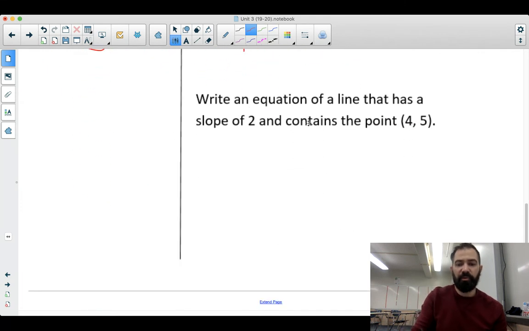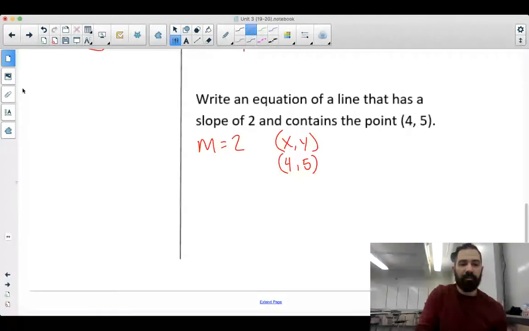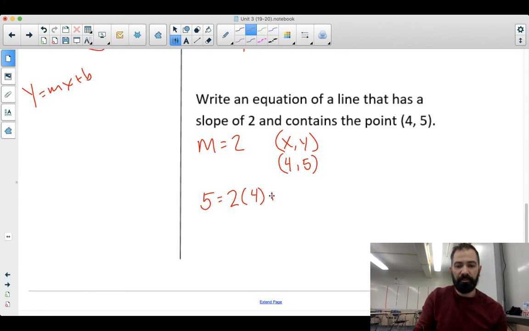The second one, write an equation of a line that has a slope of 2. So I'm just going to write that out. m equals 2. And it has an x, y ordered pair of (4, 5). And remember, we're using y equals mx plus b. Okay, now let's use that substitution. We have y equals mx plus b.